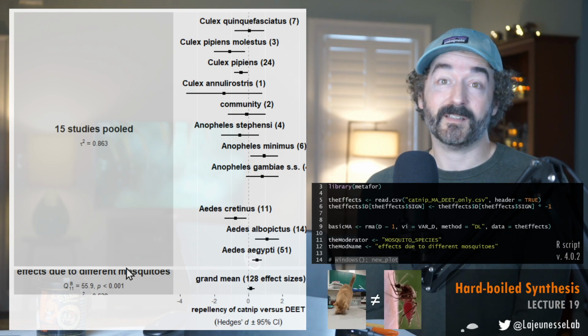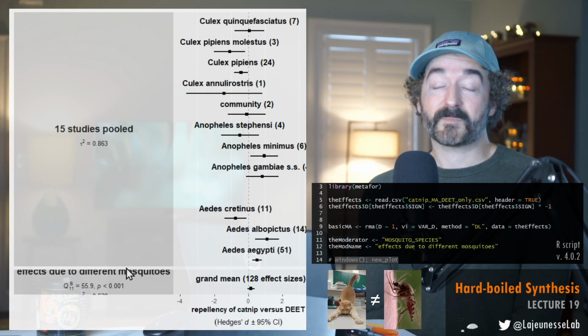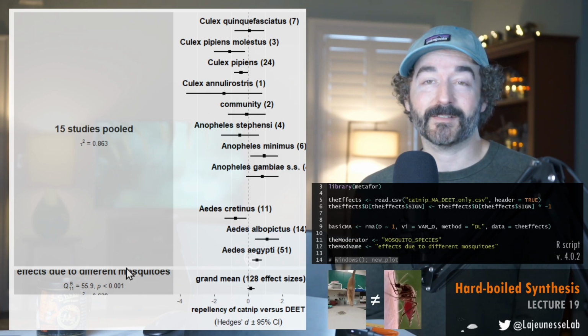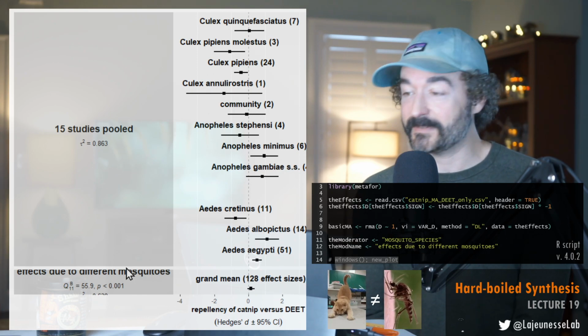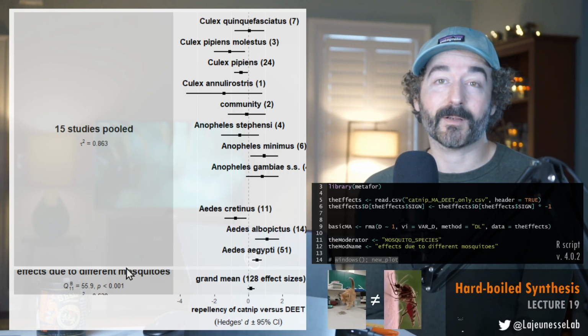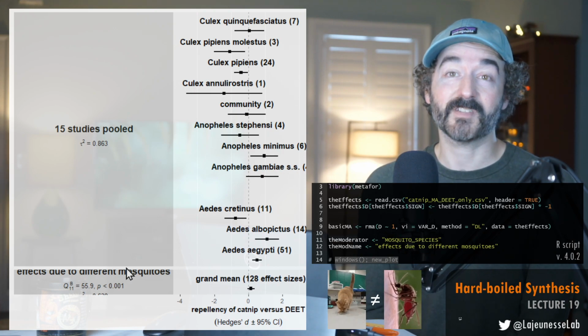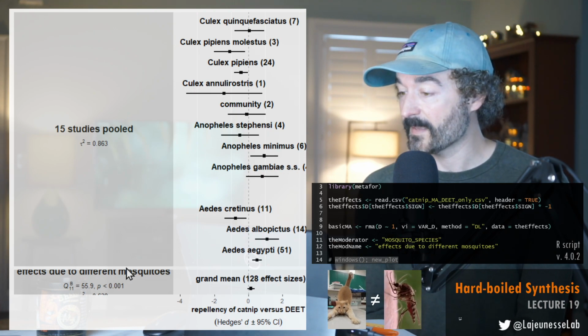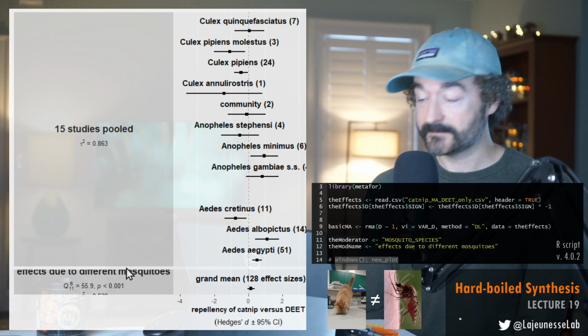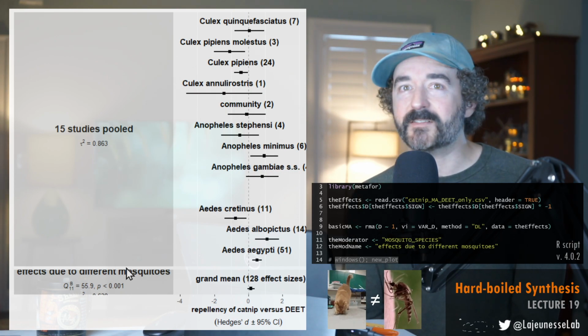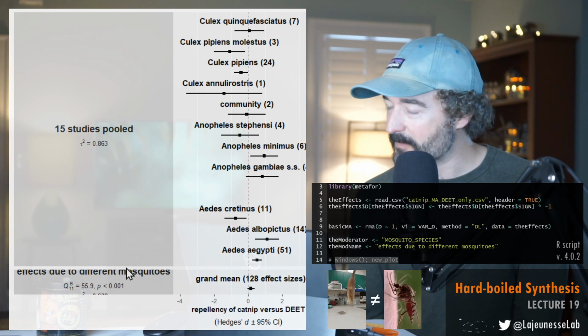These are some of the true bad guys in terms of vectoring diseases in the world. We have the mosquitoes that vector malaria, Zika, dengue, West Nile. All the baddies are here, but their responses to catnip are just all over the place.